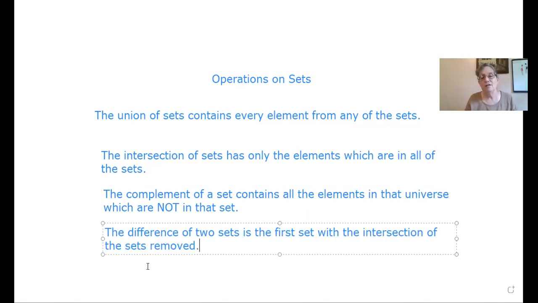The difference of two sets is the first set with all of the elements that are also in the second set taken out. Now the elements that are in both sets would be the intersection of the sets. So the difference is the first set with the intersection of the two sets taken out. Let's do a few of these and see how it actually works.